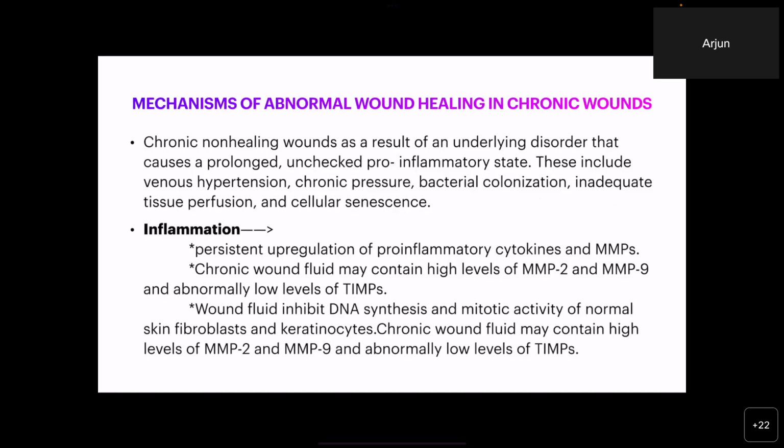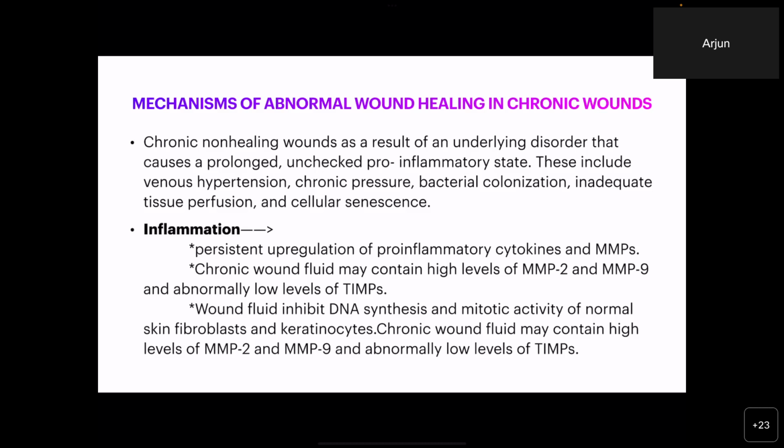Now, in case of abnormal wound healing, a chronic non-healing wound occurs when the normal healing process is disrupted, as a result of underlying disorders that cause a prolonged, unchecked pro-inflammatory state. These include venous hypertension, chronic pressure, bacterial colonization, inadequate tissue perfusion, and cellular senescence. In inflammation, there's persistent upregulation of pro-inflammatory cytokines and MMPs.